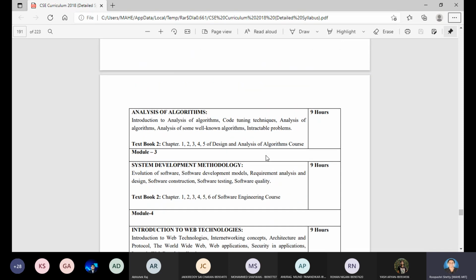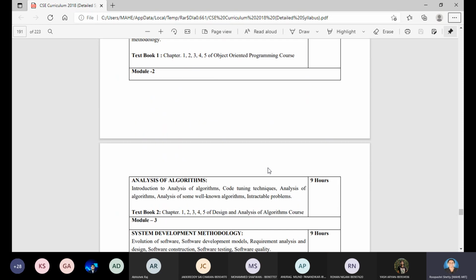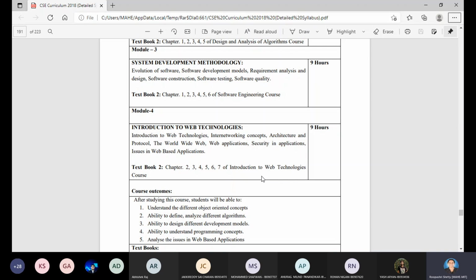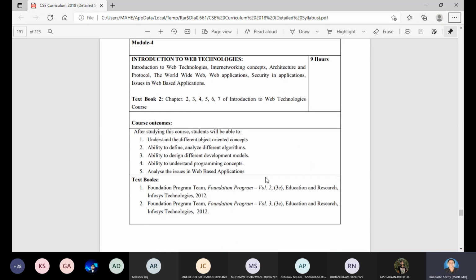So 4 modules, each module is of 9 hours, totally 36 hours of syllabus is mapped to these 4 modules. Fine. And finally, once you are done with this particular course, you can see there are 5 course outcomes. So by the end of the course, you will be understanding different object-oriented concepts, and you will be learning the different algorithms, or I should say how to analyze these different algorithms.